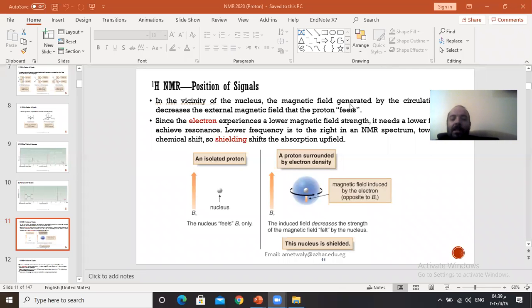The position of signal. And the position of signal here, like we said before, if the electron around the nucleus is available, it means it will be shielded and the chemical shift will be upfield. But if the electron is not available, it will be de-shielded and the chemical shift will be downfield. And this is the theory.